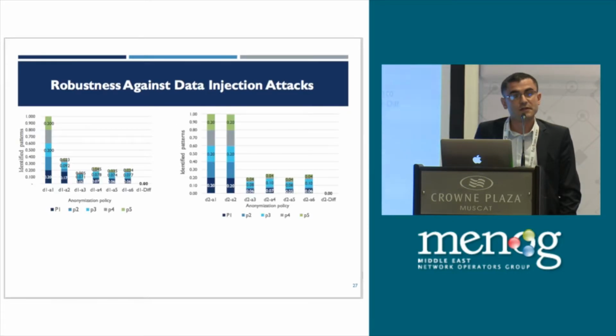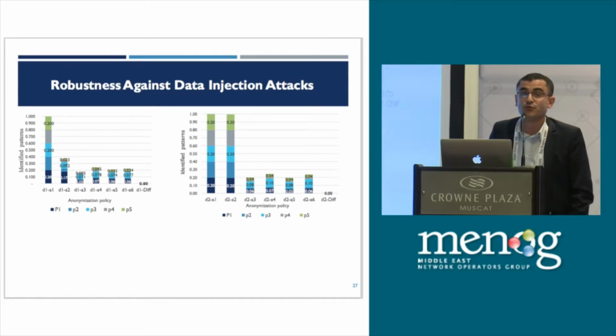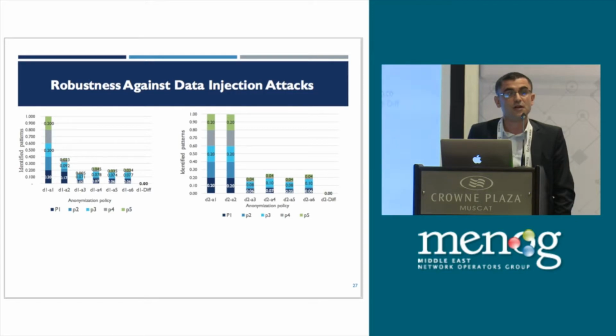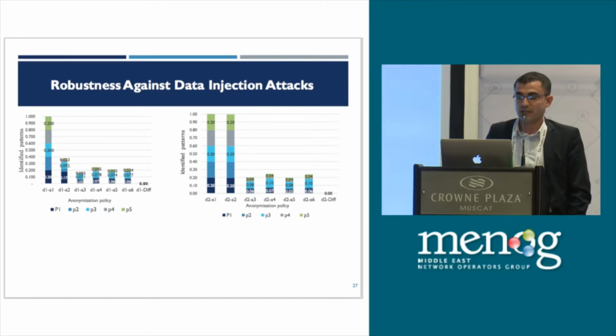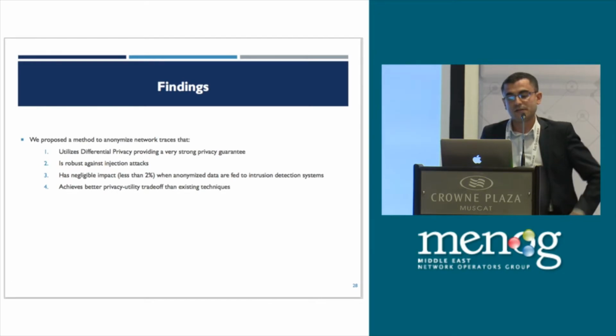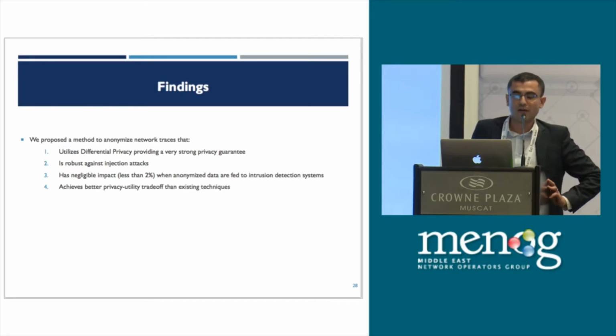Finally, this slide shows the experimental results, the recovery rate of the injected patterns. With all methods, we can still recover the injected patterns, except for our method, where we were unable to recover any injected patterns, meaning that differential privacy can achieve a good amount of privacy and at the same time preserve the quality of the data. So our method is robust against injection attacks. It has a stronger privacy guarantee. It has achieved better privacy than existing techniques.